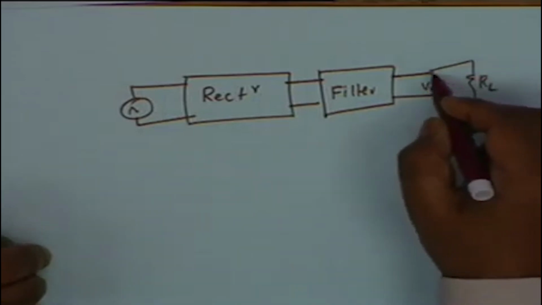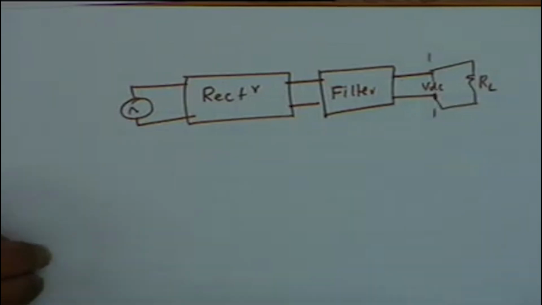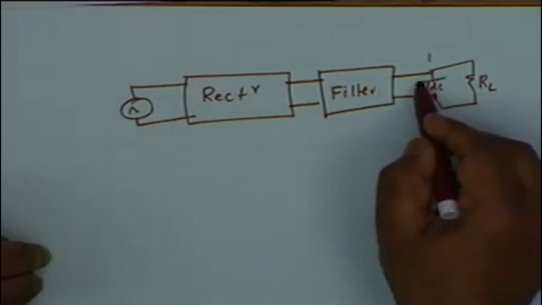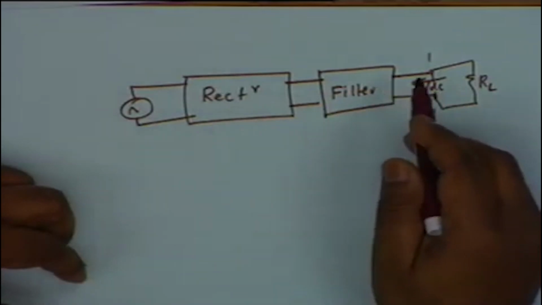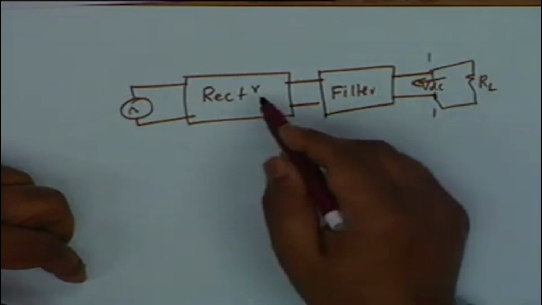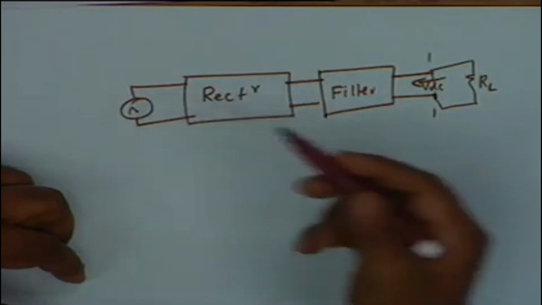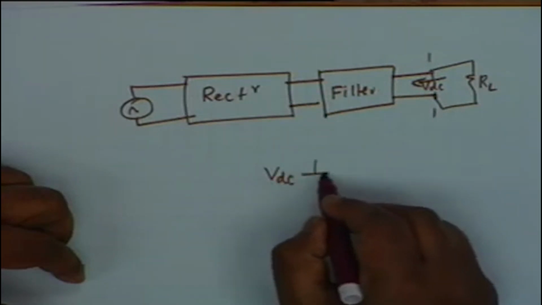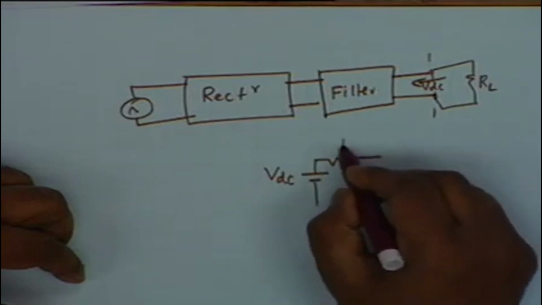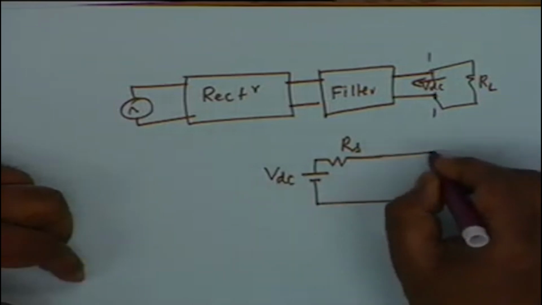Now obviously this VDC is not an ideal voltage source. Why? Because looking back, the Thevenin equivalent resistance is not 0. The filter has series inductors which have resistance. The rectifier has diodes which have dynamic resistance. The transformer has resistance, and therefore this VDC that you see can be represented as a voltage source and a source resistance RS, and then an RL.